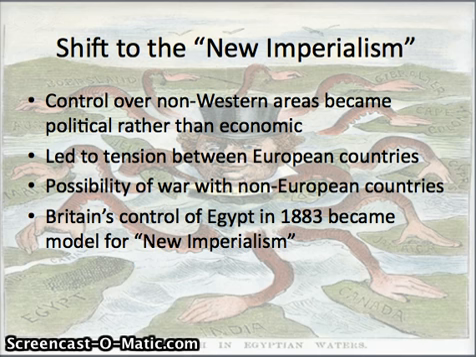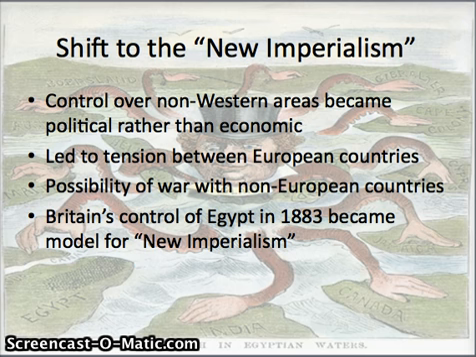What we're going to see is it's going to lead to a lot of tension and competition between European countries, as well as the possibility of war with non-European countries, of course, because these countries are going to be upset that there's this European influence. There are going to be some nationalist uprisings that take place to try to get the Europeans out of there. Also, imperialism is one of the major causes of World War I. So this fight for influence over all these different countries is going to be a major source of tension. Also, Britain is sort of serving as the model for this new imperialism, and the first example of how they do that is their control of Egypt, which we already talked about.